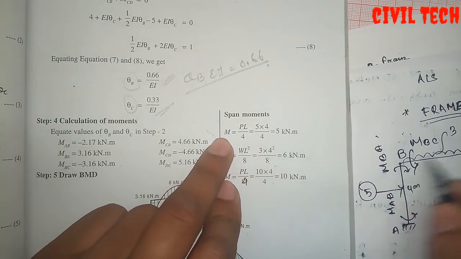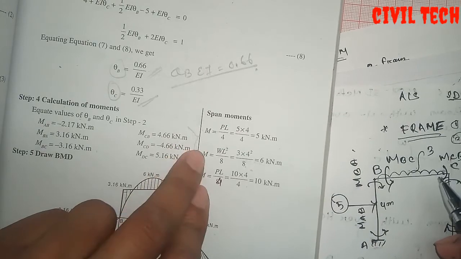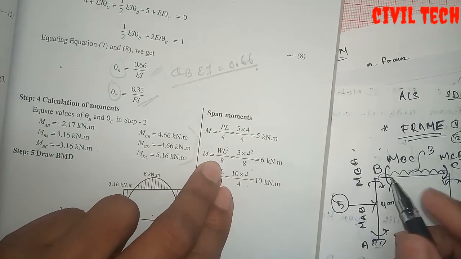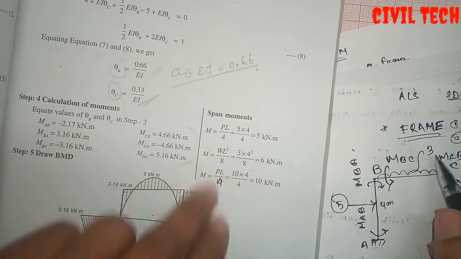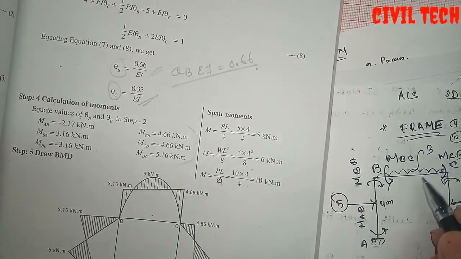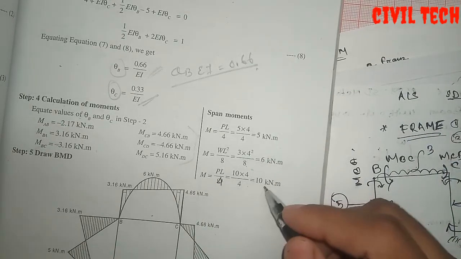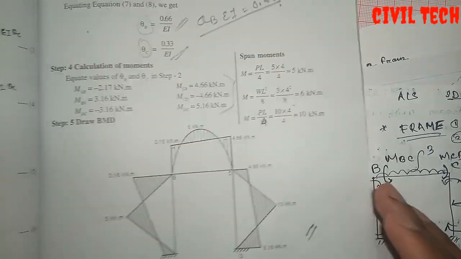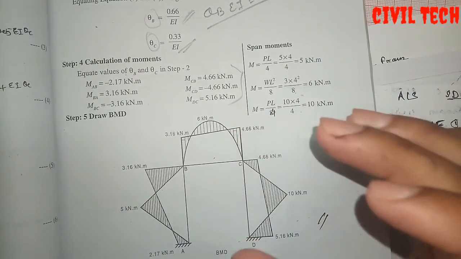For span BC, M equal to WL square by 8. Because of UDL, this formula will be changing. WL square by 8, 3 into 4 square, L square by 8. We're getting the answer for span M. CD also 10. Okay. Now, how to draw this BMD, bending moment diagram?